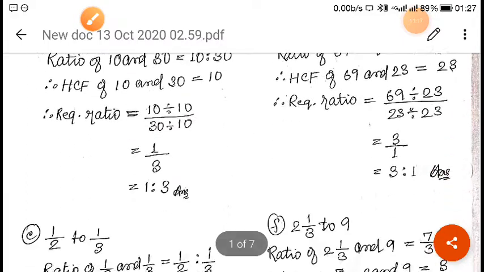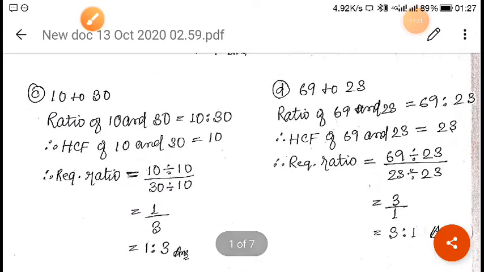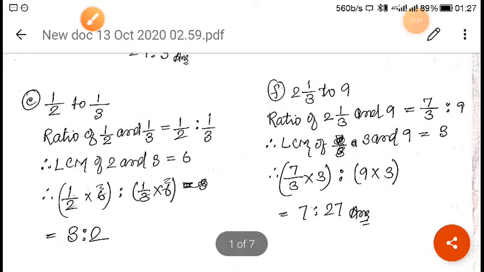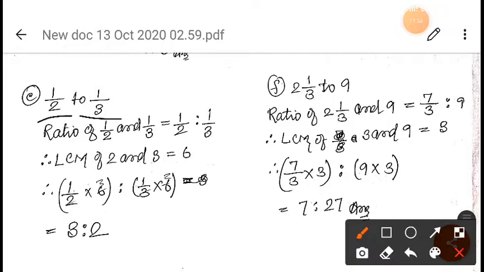Now next, you will see that when there is a fraction like this, 1 by 2, 1 by 3, at that time we have to find the LCM of 2 and 3. Earlier we were finding the HCF, but when it is given in P by Q form, at that time we have to find the LCM, not the HCF. So the LCM of 2 and 3 is 6.